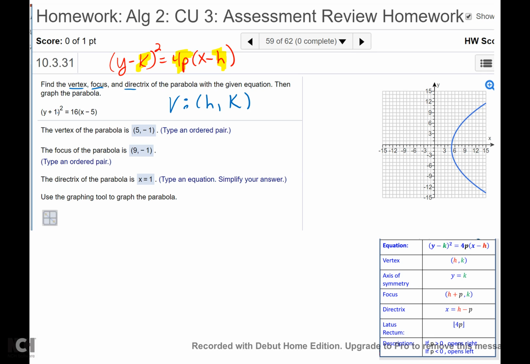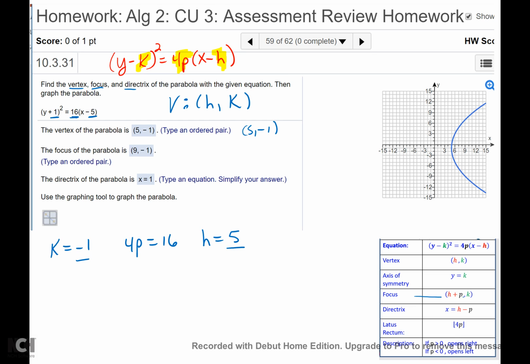So in my problem, that tells me that k equals negative 1. That tells me that 4p equals 16. And that tells me that h equals not negative 5, but positive 5. Same way with not positive 1, because it's in parentheses, it's backwards. So the vertex is going to be h comma k, which is 5, negative 1.